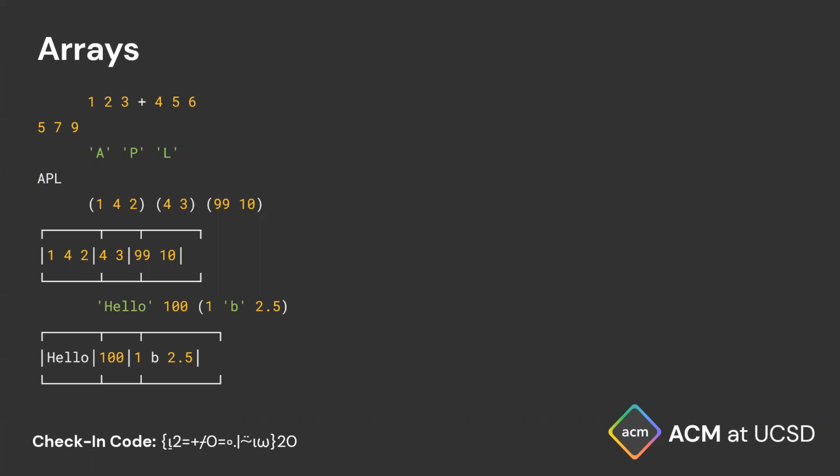So, arrays. Essentially the deal with APL is that you type items with spaces in between them, and then you can use functions to do stuff with them or combine them. And then if you want a list in a list, an array in an array, you use parentheses.